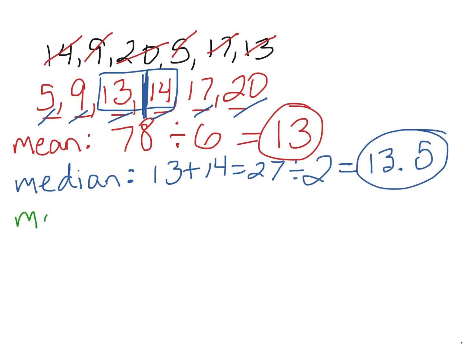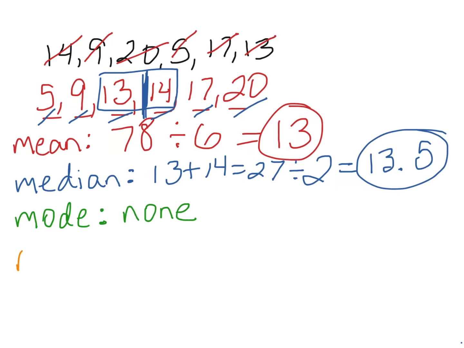Then I want to find our mode, or the number we have that appears the most often, which in this case, we don't have one. Every single number only appears once, so we do not have a mode. There is not one, and that's okay. You can have one mode, you can have 0 modes, or you can have 2 or 3 or 4 modes. It just depends on what your set of data is.